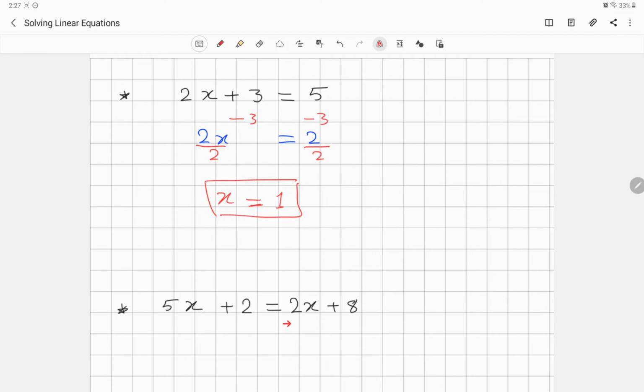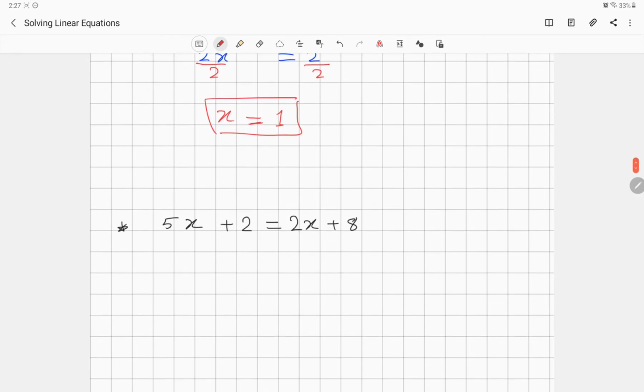So the first thing that I have to do is to make it look like the previous one by putting all the x's on one side. And of course we can still apply properties of equality, so I can subtract 2x from both sides, or you can subtract 5x from both sides. But we prefer to deal with positives in order to avoid mistakes.